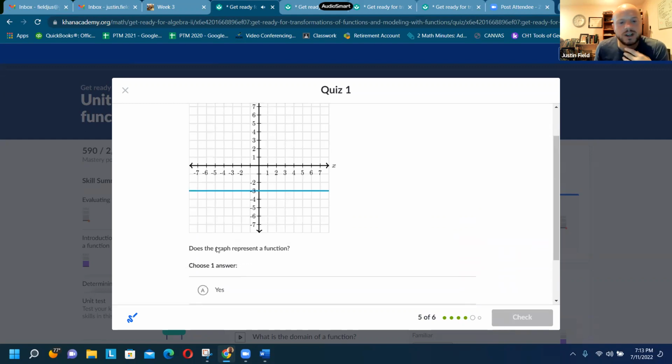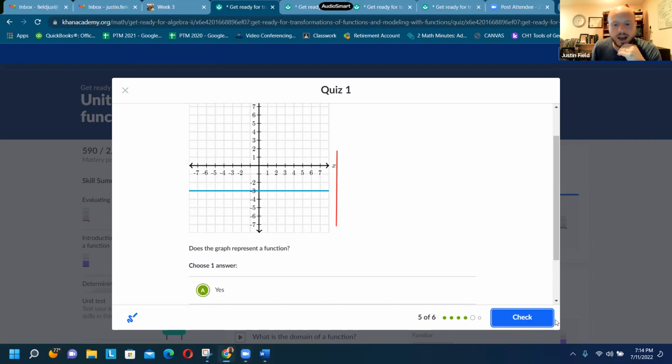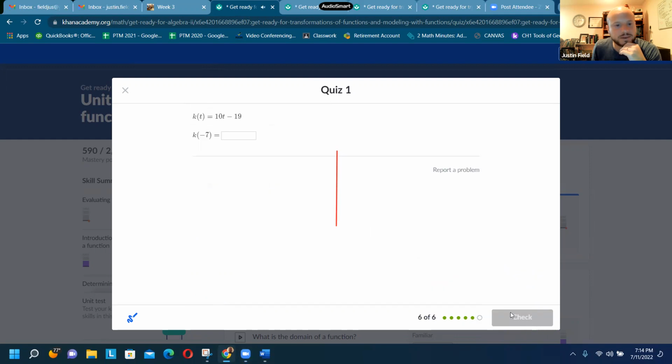Does the graph represent a function? So graphically, if it passes the vertical line test, I can run a vertical line through it, and the vertical line passes through the function at only one point, then the answer is yes. I trust you can substitute -7 in and get the result there. I'm going to move on.